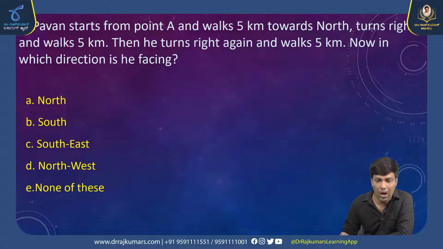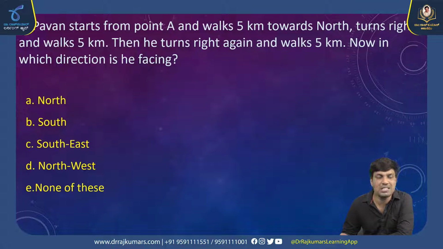Pawan starts from point A and walks 5 kilometers towards north. Turns right and walks 5 kilometers. Then he turns right again and walks 5 kilometers. Now in which direction is he facing? The options followed here are north, south, southeast, northwest and none of these.